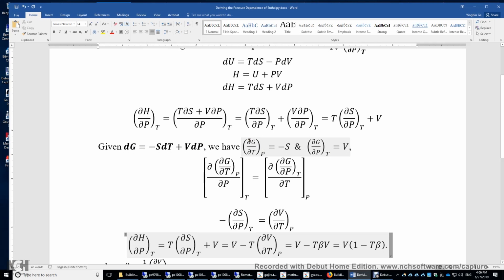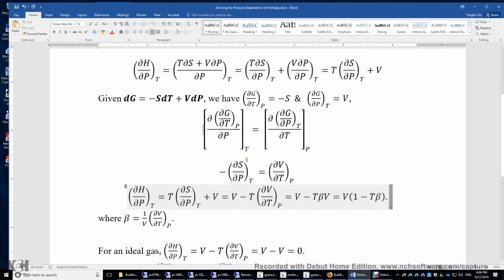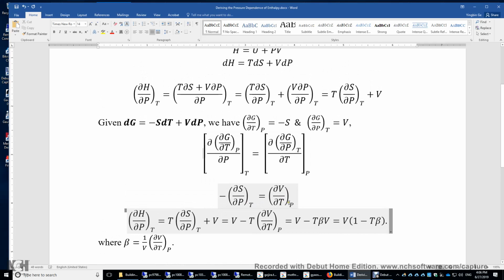And because G is a state function, the second derivative of G with respect to T and then P is equal to the second derivative of G with respect to P first and then T. And therefore, we can plug in this ∂G over ∂T equals negative S here, ∂G over ∂P equals volume here, and then we have one of these Maxwell relations, negative ∂S over ∂P equals ∂V over ∂T. Pay attention to the subscripts.